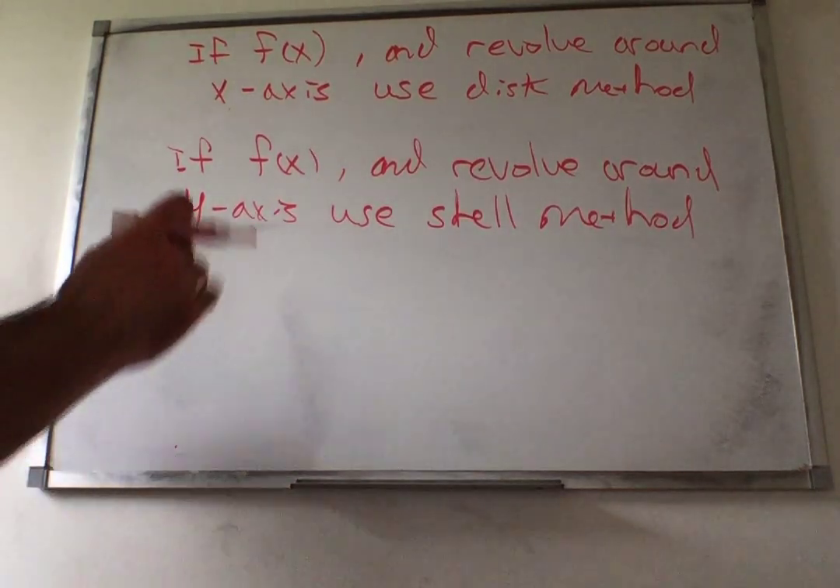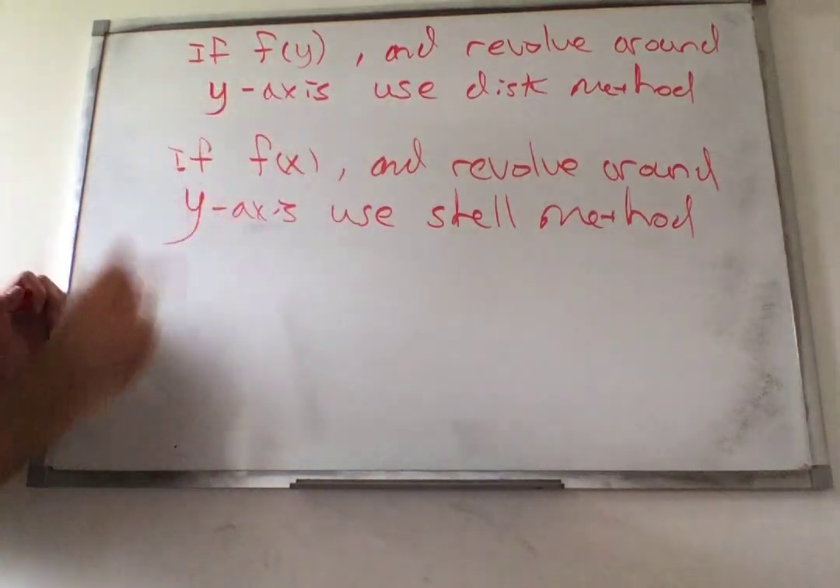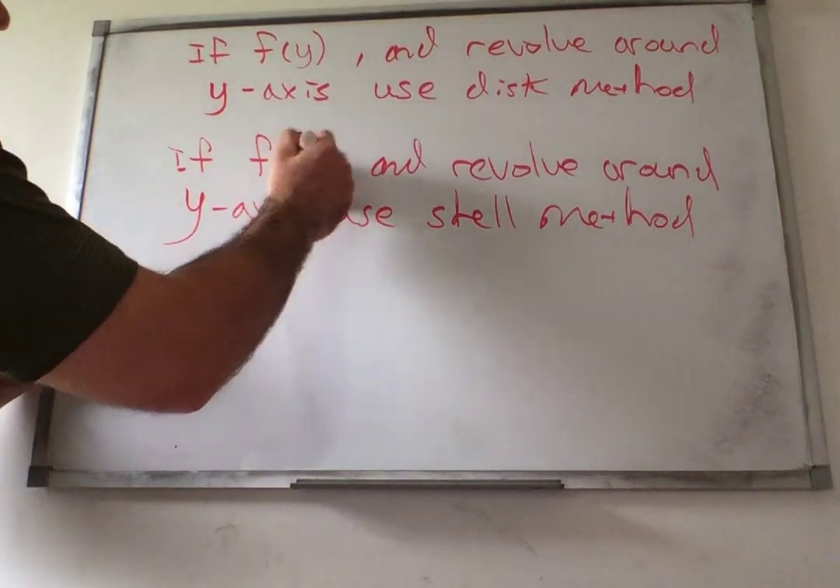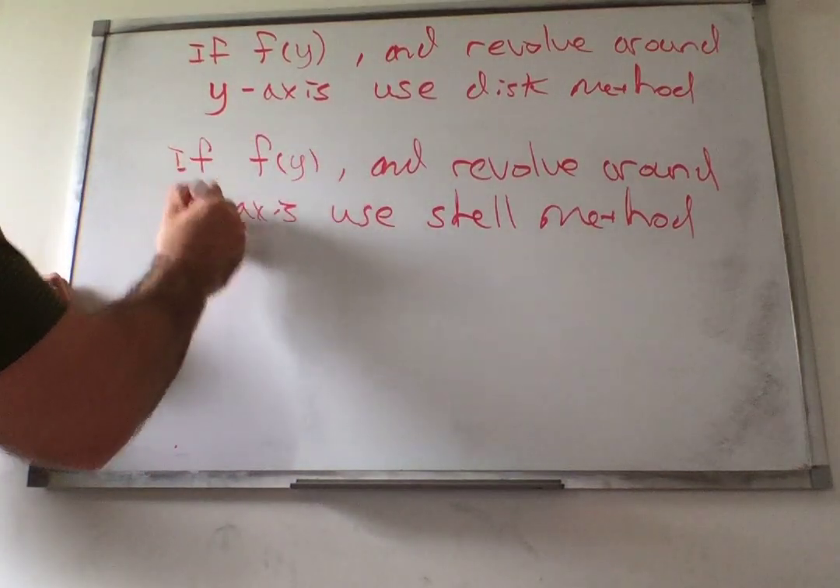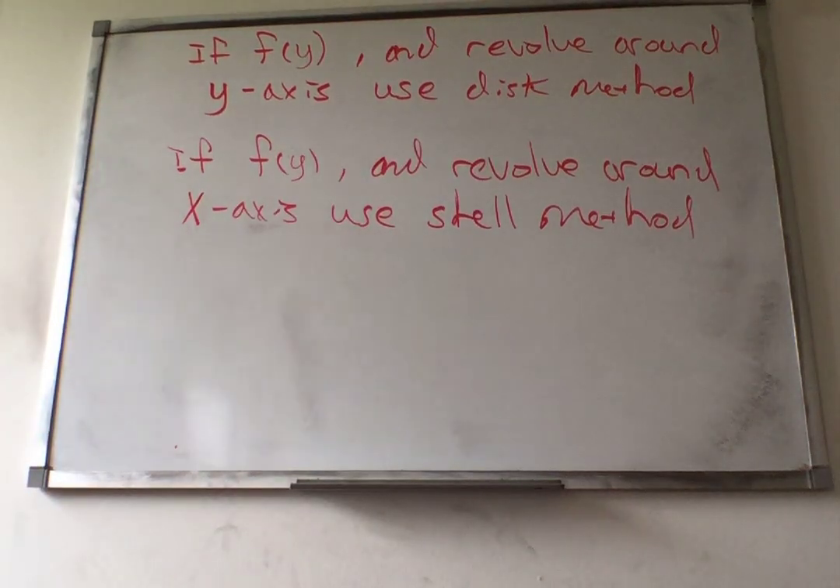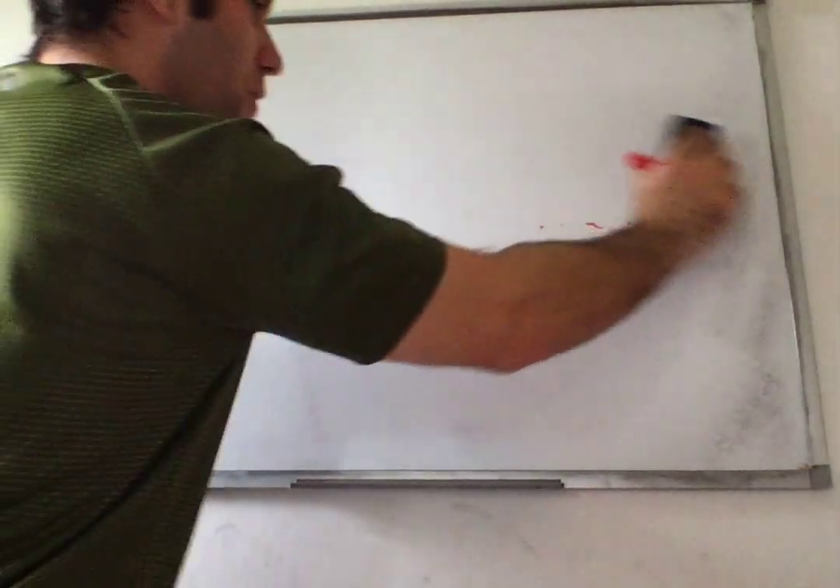So this also works. If you have a function of y and you're being told to revolve around the y-axis, you should use the disk method. If you have a function of y and you're told to revolve around the x-axis, you should use the shell method. Okay, so that's just a little tip. Let's do some more examples. Final 3 examples of the semester.